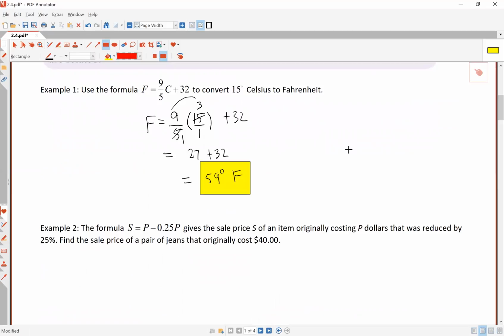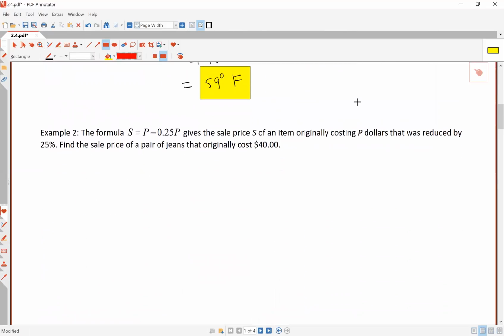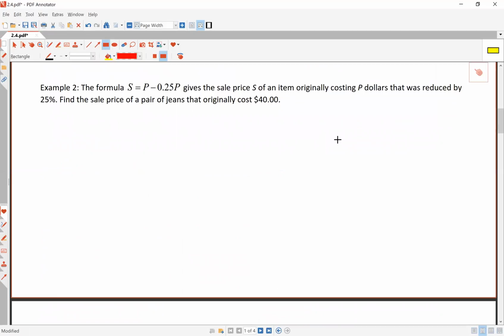Example 2 shows us the relationship between the sale price of an item costing P dollars. This formula says that the sale price is always the original price minus 25% of the price. So that's called your markdown. We reduced the price by 25%. 25% of P is the reduction, and we subtract that from the original price, P.